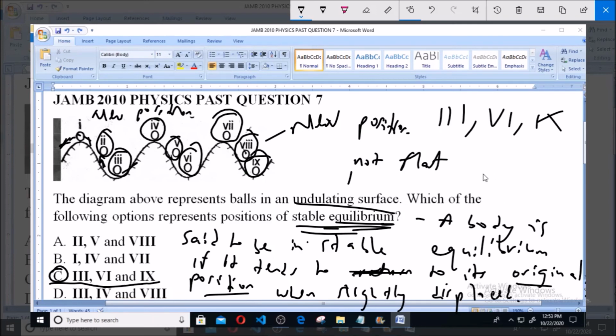Now in addition to what we've just said, an example of stable equilibrium that is usually given is a ball in the middle of a bowl. So a ball in the middle of a bowl, when you displace it, it will return back to its original position. Now you can see the positions of these 3 balls. The shape of the surface looks as if they are in the middle of a bowl. So that's another indicator that they are in stable equilibrium.